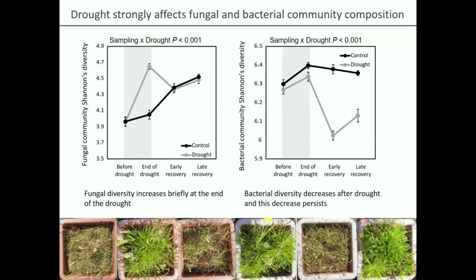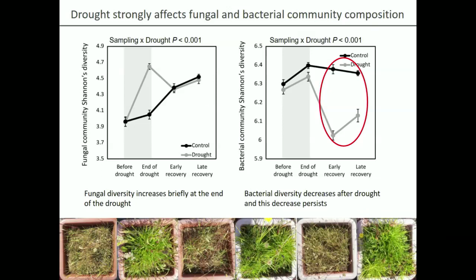And this is just looking in a different way at these changes in fungal and bacterial communities. So this is showing the diversity. And so at the left, you can see that at the end of the drought, fungal diversity is strongly increased, but it recovers really quickly, and here it doesn't differ from the control anymore. But in contrast, bacterial diversity decreases really, really strongly 1 week after ending the drought, and it remains strongly decreased 2 months after this drought has ended. So really strong effects, particularly on the bacteria, and particularly persistent over time.